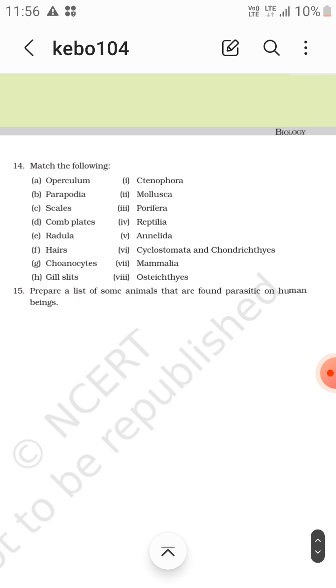Now match the columns: operculum, parapodia, scales, comb plates, radula, hairs, choanocytes and gill slits. Gill slits go to, I think, Mollusca; choanocytes go to Porifera; hairs go to Mammalia; radula goes to Mollusca; comb plates go to Ctenophora; scales go to Osteichthyes; parapodia go to Annelida; and operculum goes to Cyclostomata or Chondrichthyes, I think.